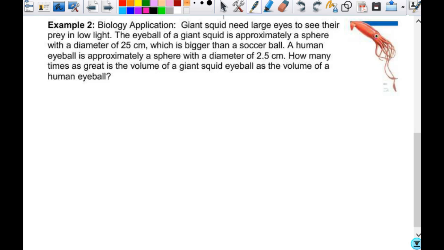So what we're going to do is take the information we have. We're going to start with what we had. They gave us the diameters. So I'm going to find a ratio of diameters. I'm going to take the 25 and put it over the 2.5. And I want to reduce this fraction. Don't touch the calculator, okay?